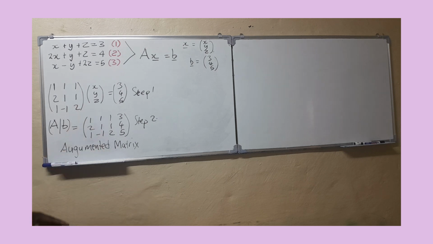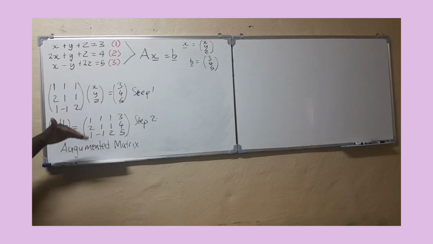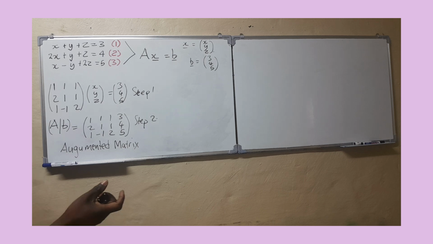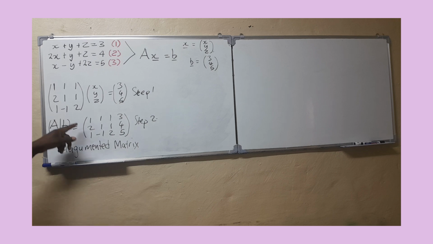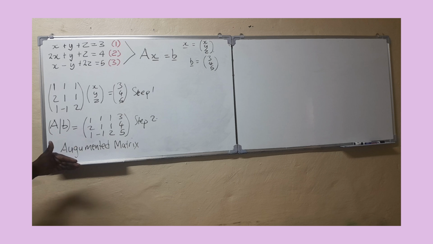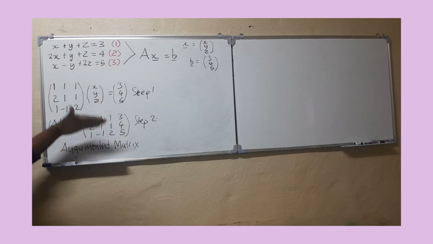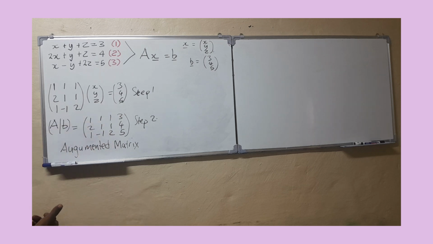Rule number 1 is that it is permissible to multiply a row by a constant. It doesn't change the system. Number 2, you can add or subtract a multiple of one row to another row. It doesn't change the system. The third one is you can interchange the rows. You can take row number 3 and make it row 1, and take row 1 and make it row 3. The system remains the same.